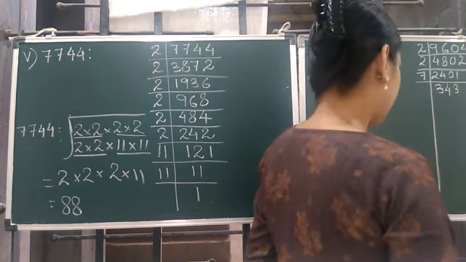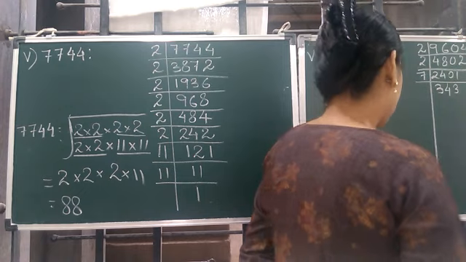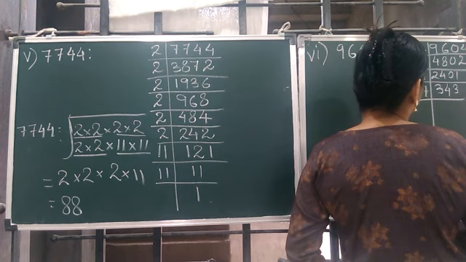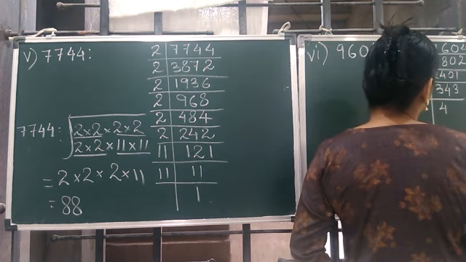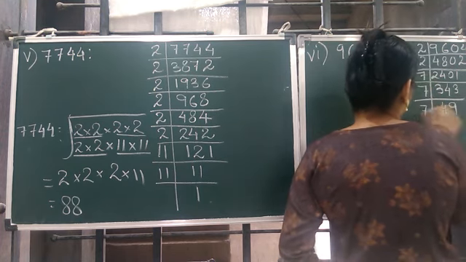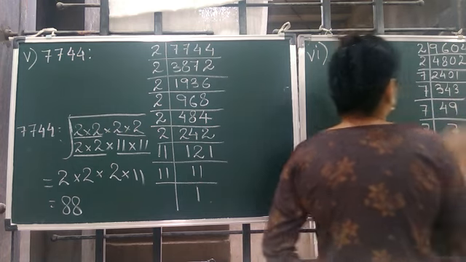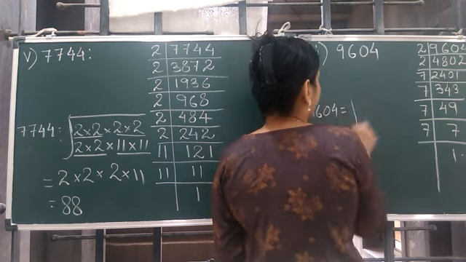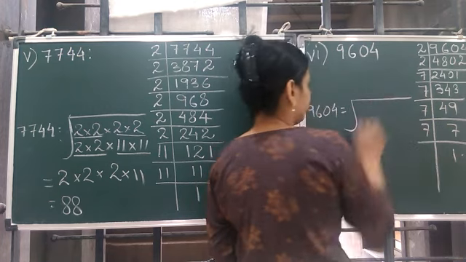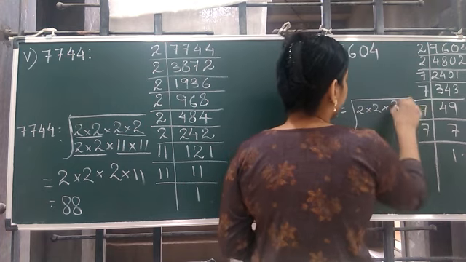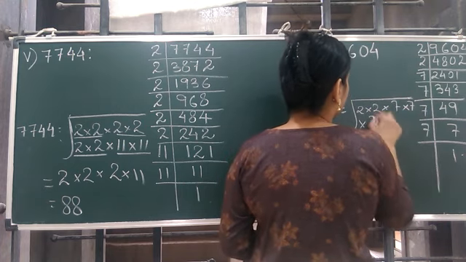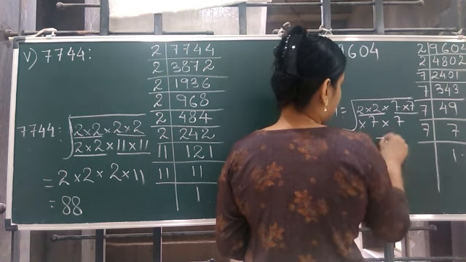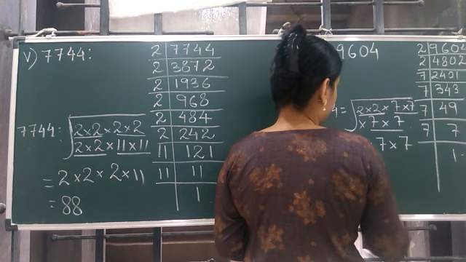Again, check by 7 only. 7 4s are 28. 7 9s are 63. 7 7s are 49. 7 1s are 7. These are the prime factors of 9604. So 2 into 2 into 7 into 7 into 7 into 7. So this is 2, 7, taking the pairs out.